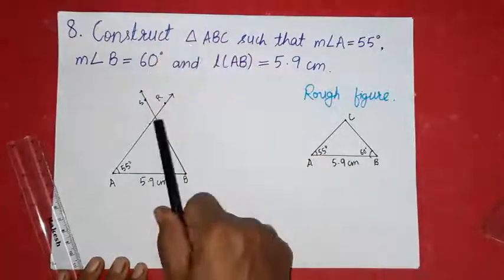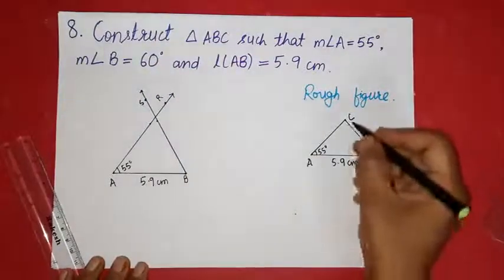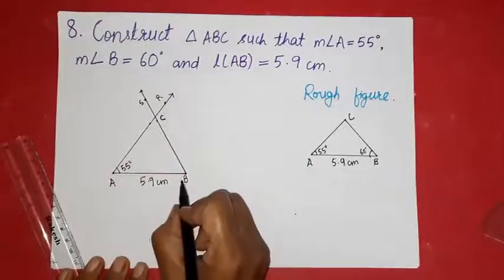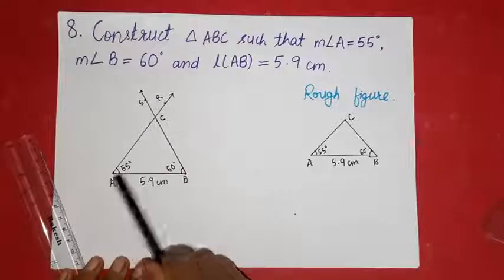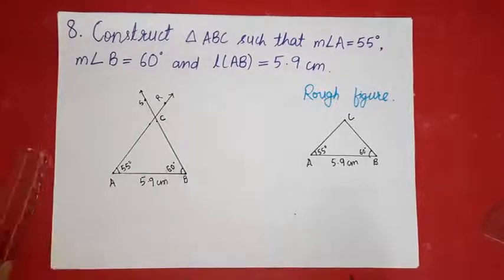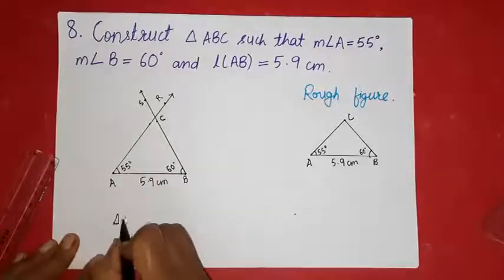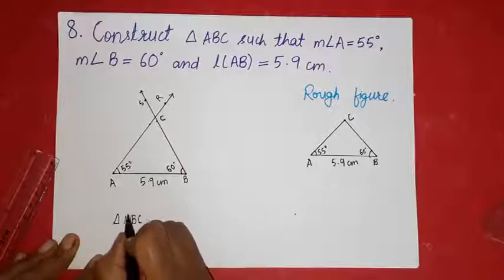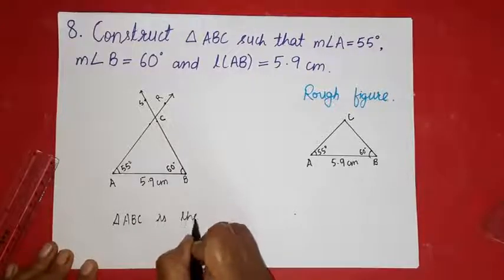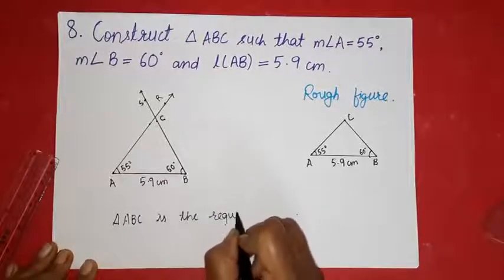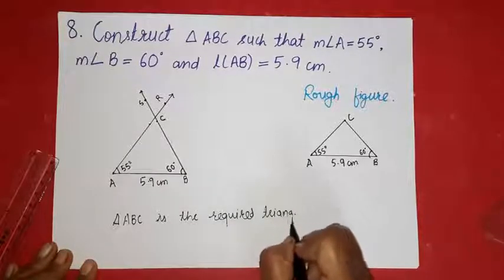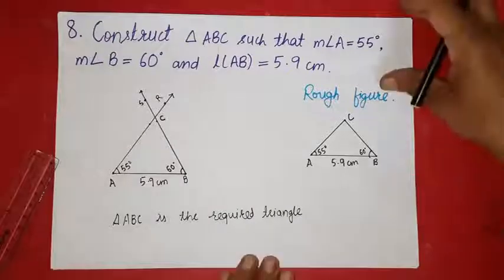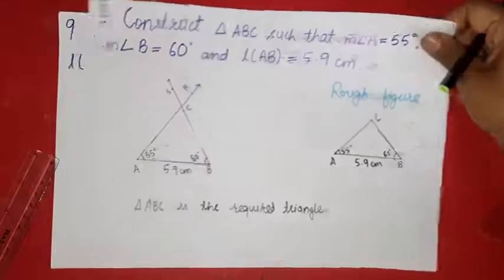Now, this intersecting point that you are getting is the vertex C. This angle B is of 60 degrees. So, here this triangle ABC is the required triangle. So, we will write it here. Triangle ABC is the required triangle. Now, let us move to next example.